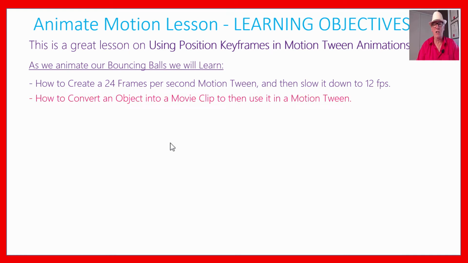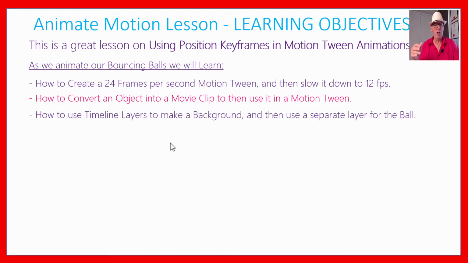How to convert objects into movie clips and make a motion tween, which you've already done in the sunburn animation, but if you haven't done that, we'll show you how to do it. Timeline layers to have a background, and then we need a separate layer for the ball so the ball can move independently of the background, which you would have seen in the sunscreen sunburn one if you've done that.